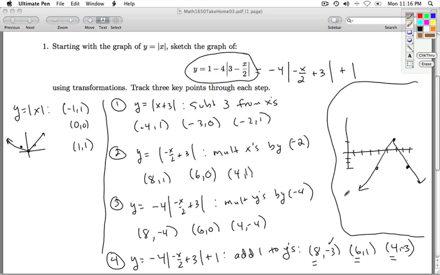You can plug in the 6. You should get out the 1. You can plug in the 4. And you should get out negative 3. So that'll do it for take home 3.